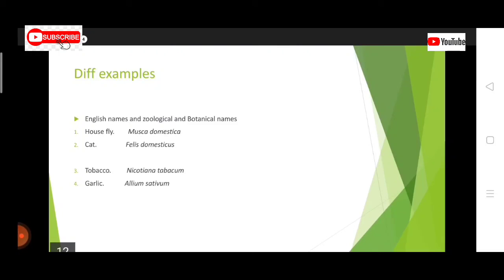The second example is cat, Felis domesticus. The same rules are used here. Tobacco, Nicotiana tabacum; garlic, Allium sativum. The same rules are used here too.